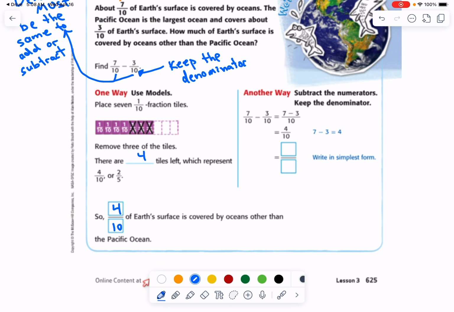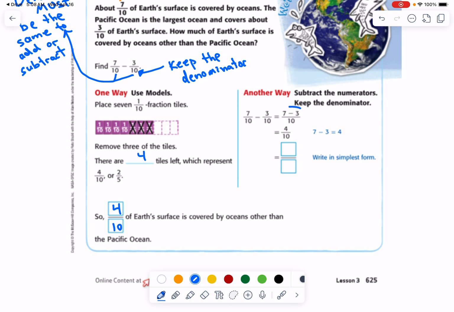What was this problem about? I totally forgot to read it. So basically, 7/10 of the Earth's surface is ocean, okay? And one of those oceans, the Pacific Ocean, that's the one near our west coast right here, is 3/10 of the Earth. So we're figuring out how much of the surface is covered by ocean if you subtract the Pacific Ocean from it.